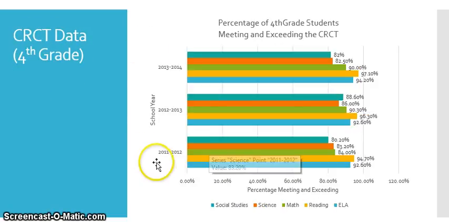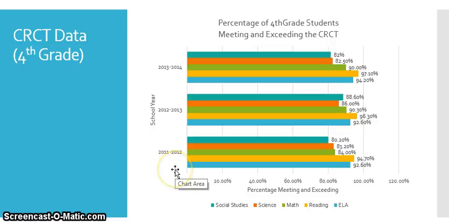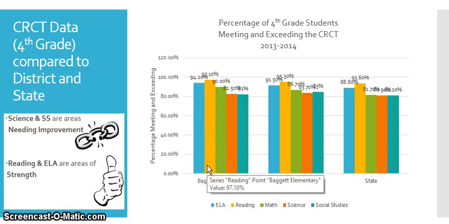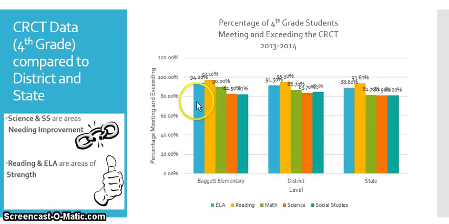This graph shows our fourth grade students over the past 3 years, with the latest being on top, 2013-2014. These are all of our students who met or exceeded on the CRCT, and you can see that at Baggett Elementary, here this grouping on the left, reading is still an area of strength for our fourth graders, as well as with our third graders and across third through fifth grade. English language arts is also a very high performing area in our fourth graders.